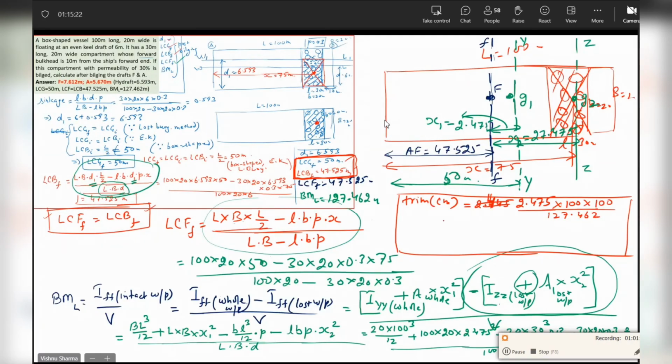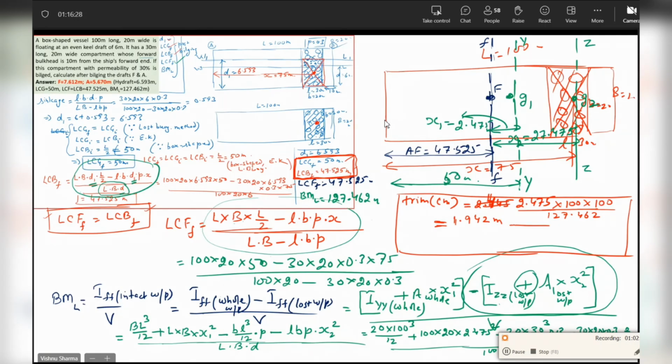127.462. Can you calculate the trim in centimeters? How much is it coming, beta? 1.94. 1.94 meters. 1.940, is it? Third decimal place is 0? 1.942, sir. 1.942 meters. Okay, meters. It is 194.2 centimeters.